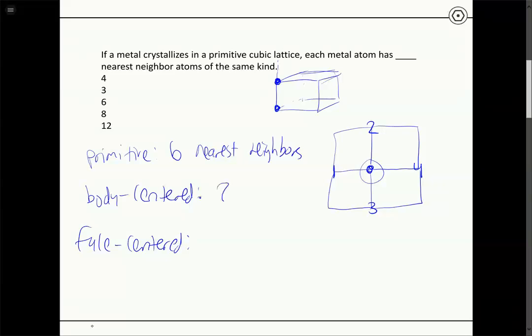Body-centered cubic is going to have 8. Face-centered cubic is going to have 12. So they differ with respect to the number of nearest neighbors, and probably the easiest thing to do to learn this is to memorize those differences. But for this one, we can pretty easily rationalize it by thinking about an atom on the corner of a cube, and if that cube is surrounded by other cubes in all directions, how many closest neighbors does it have?